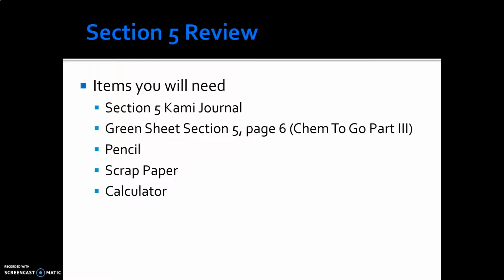In order to complete these, you will need a pencil, a calculator, and scrap paper because we will be doing a practice slope problem as well. All right, so we really need to emphasize that nothing on elements or metals is going to be on the Section 5 quiz. It will strictly be Section 5 material, so that would be mass, volume, and density, as well as slope. All right, so without further ado, let's get started. We're going to start with our CAMI journal and the essential questions.